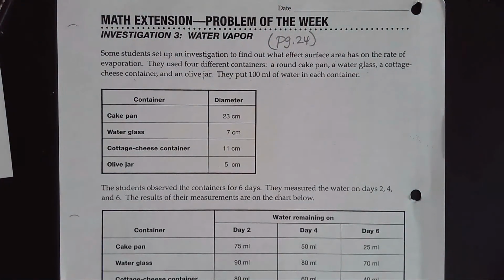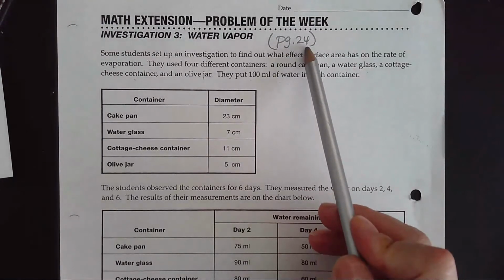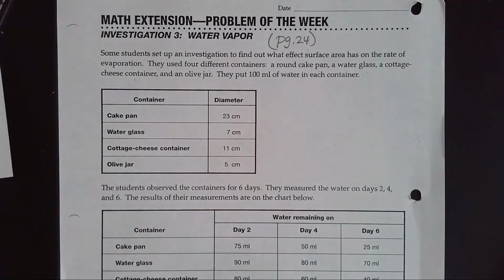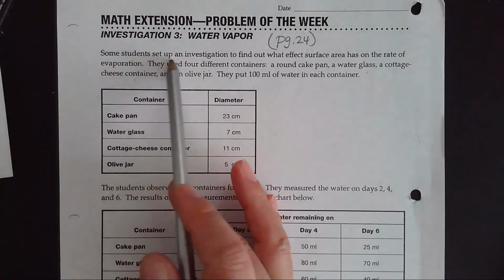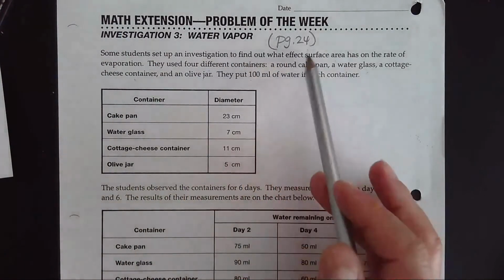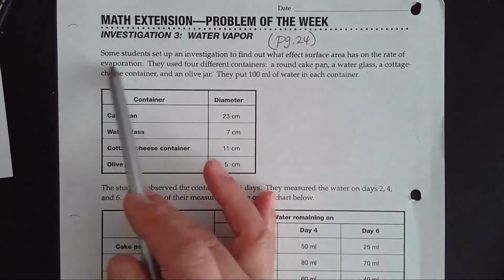Friends, this is Investigation 3, Lesson 7, Water Vapor Math Extension. It is on page 24 of your science water booklets. We are going to take a look at a problem and try to figure out the quickest object to evaporate. This is a follow-up from our experiment. Some students set up an investigation to find out what effect surface area has on the rate of evaporation.